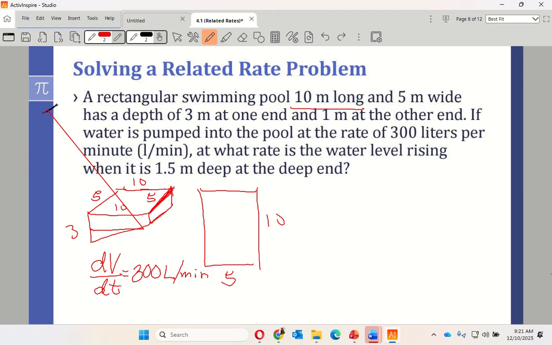So this shape that we have right here, what shape is that?